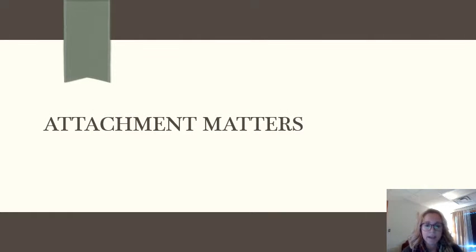Attachment matters. These 2 words are so important in child welfare, and every single person that interacts with any type of child and parent must understand that attachment matters.